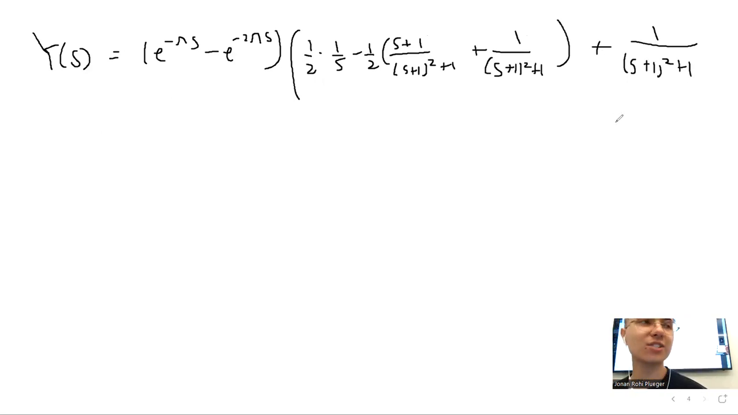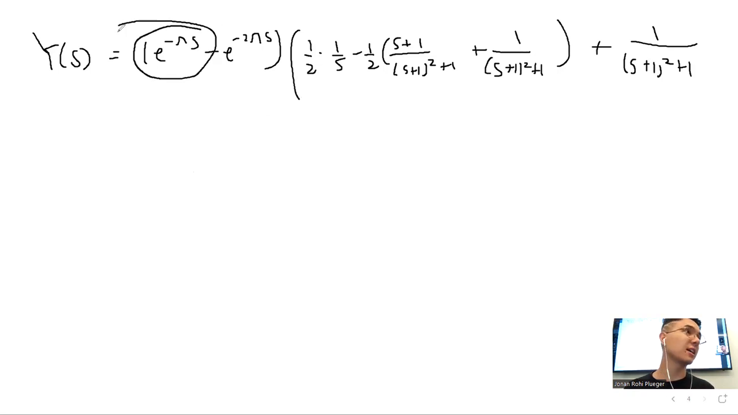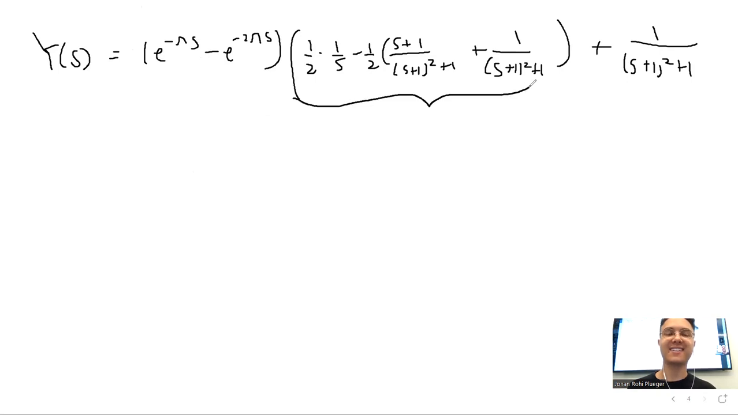Now we need to inverse Laplace transform everything. When you have a bunch of e's, do you recall what we need to do? We need to take the inverse Laplace transform of this bit, find out what that is, and then plug it into the Laplace transform that involves e to the negative pi s and the one that involves e to the negative 2 pi s. So we'll start with this guy. There are so many terms.